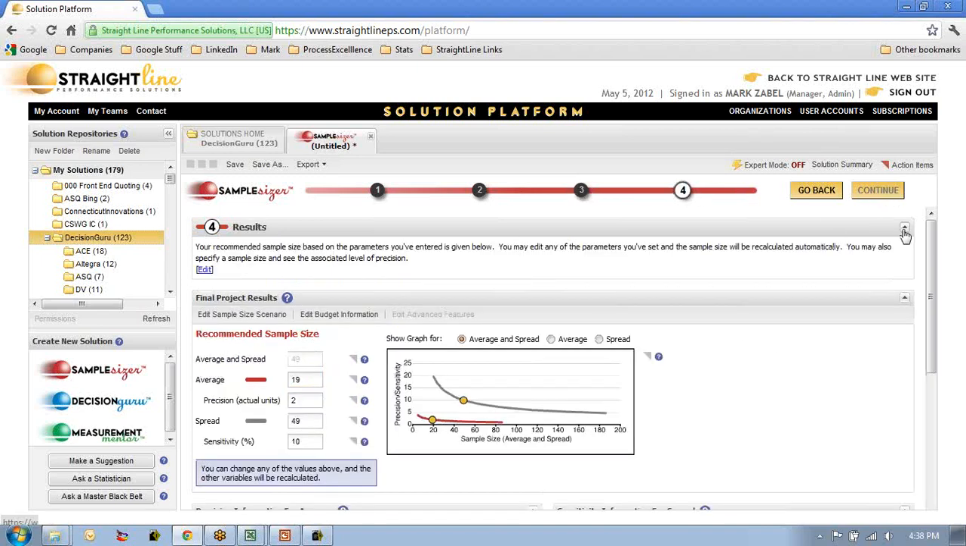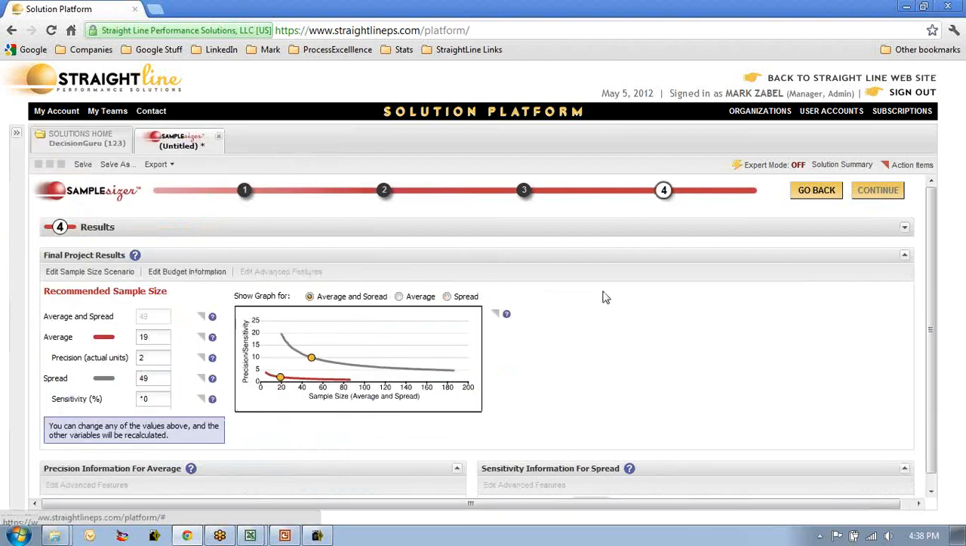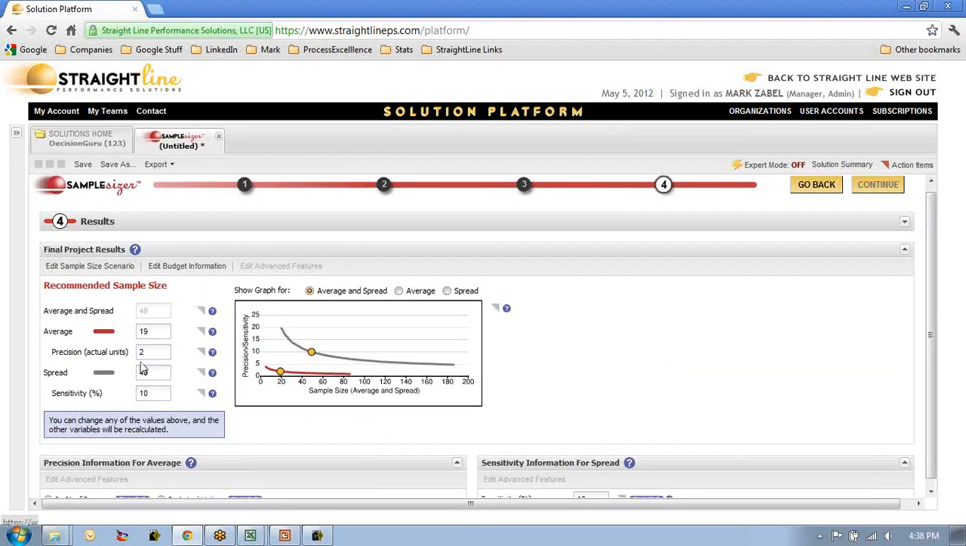And here we are. It's actually pretty surprising how few samples we really need. And there it is right there. Now, we're not that interested in the spread, so I'll take that off. But you can see that we only need about 19 samples if we want to get an average to within plus or minus 2 minutes. And that's it. Now, if we wanted to within plus or minus 1 minute, my theory is that we're going to have to quadruple that sample size.